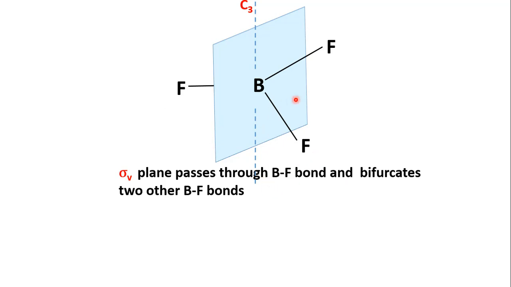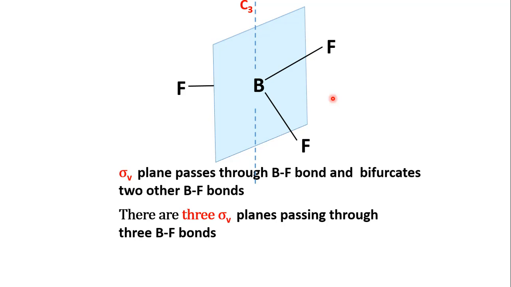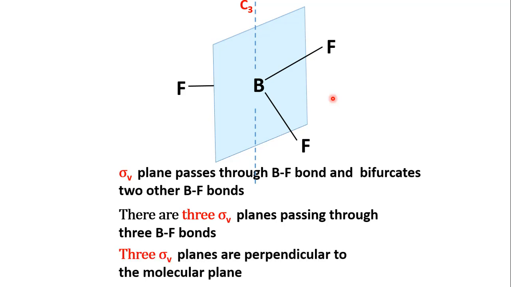There are 3 BF bonds in boron trifluoride. There will be 3 sigma v planes, one through each of these BF bonds, like this. The 3 sigma v planes are perpendicular to the molecular plane.